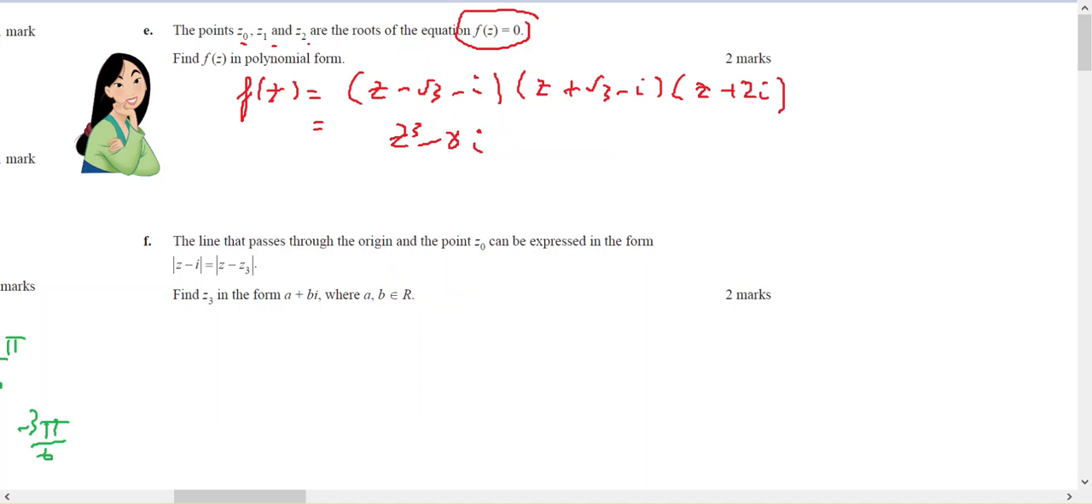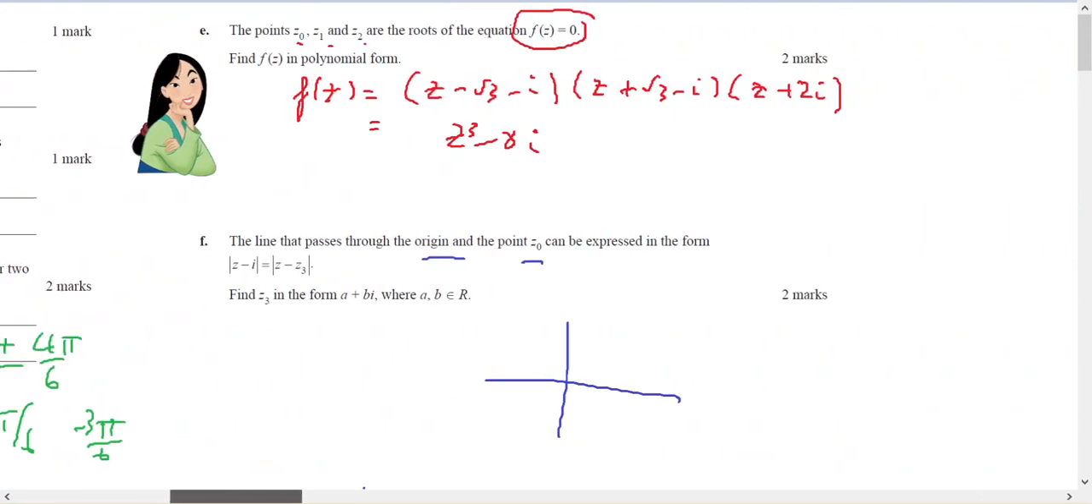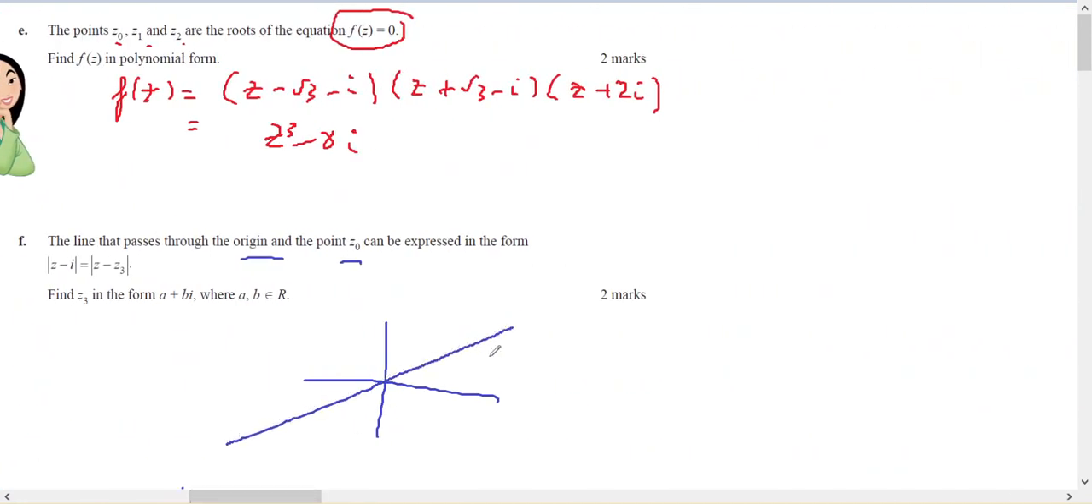Okay, part F. The line that passes through the origin and point Z0, we've done that before. So it's that line there. That's pi on 6 and goes through root 3 and 1. So it goes through the point root 3 and 1, and that goes through the origin and its gradient, so that's pi on 6. So the equation of that line is y equals 1 on root 3 x.